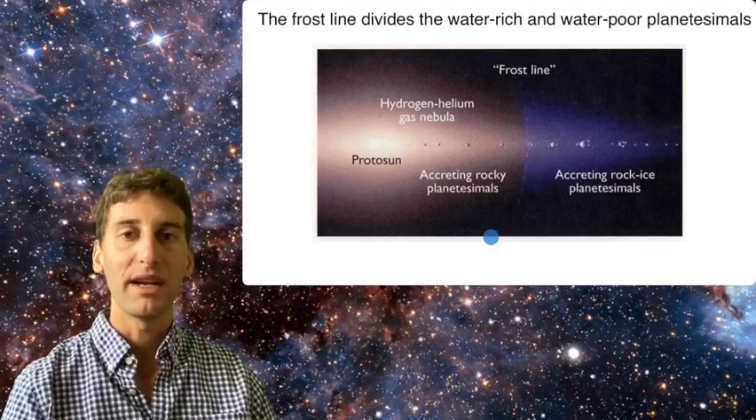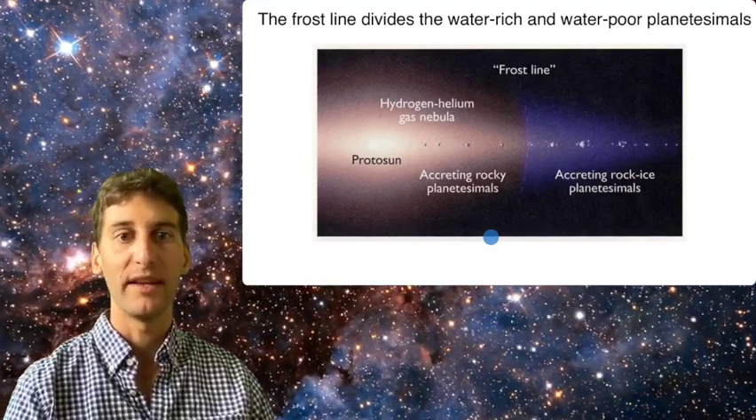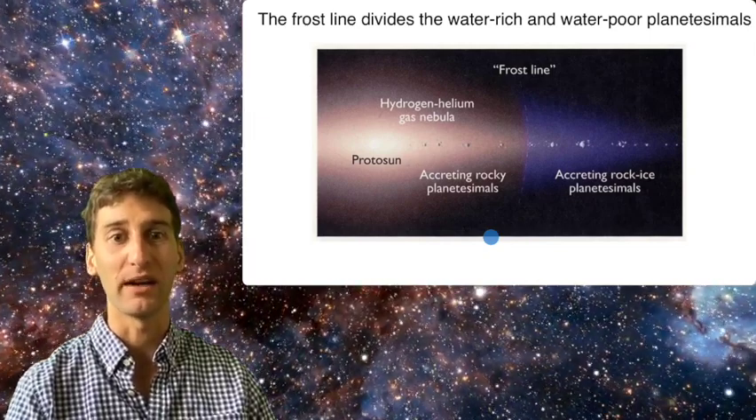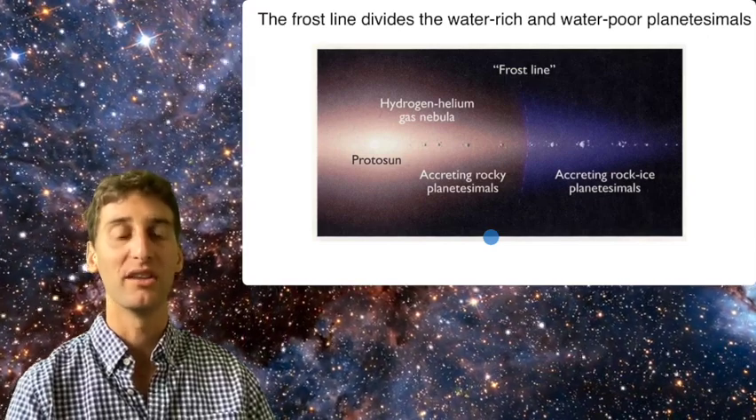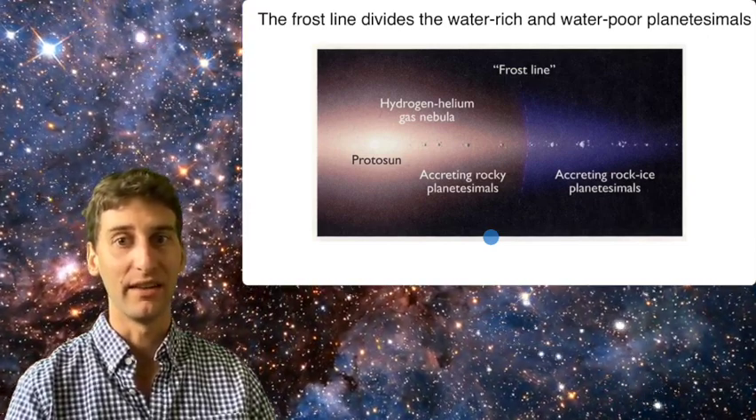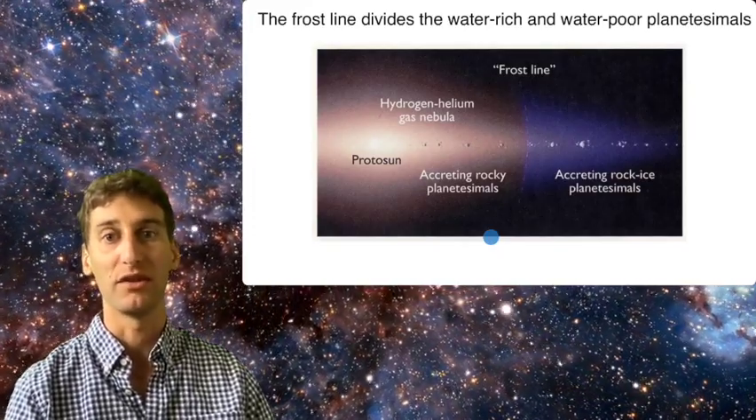And so this is important because this sort of controls where the water in the solar system ends up. It can be a misconception that because Earth is the only planet with oceans, that water is rare in the solar system. That's not true. There's lots of water in the solar system. It's just not in these rocky planetesimals because the conditions at the start of the solar system were too hot.